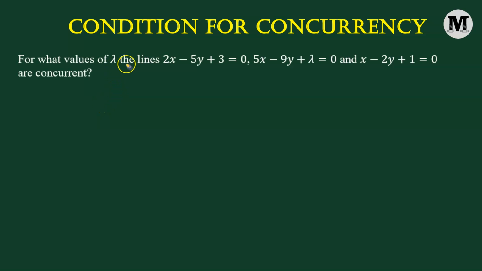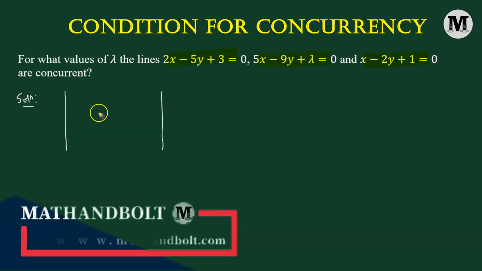For what values of lambda are the following three lines, whose equations are given to us, concurrent? Now, in order for three lines to be concurrent, we can form a determinant. The determinant can be formed by considering the coefficient of each of the terms. So that means, let's say we have a 3 by 3 determinant.